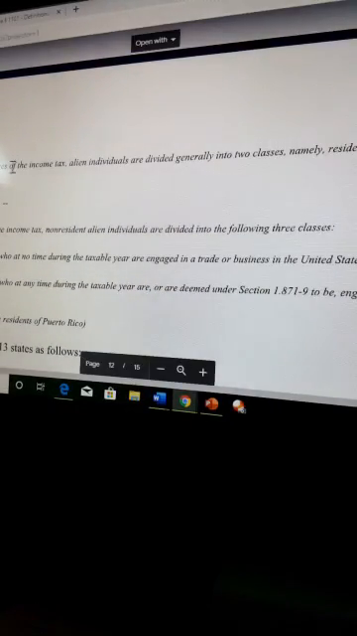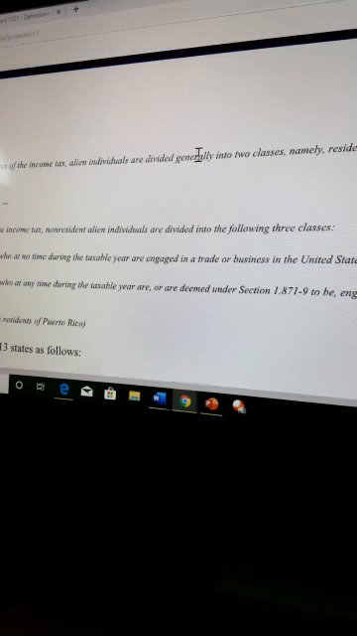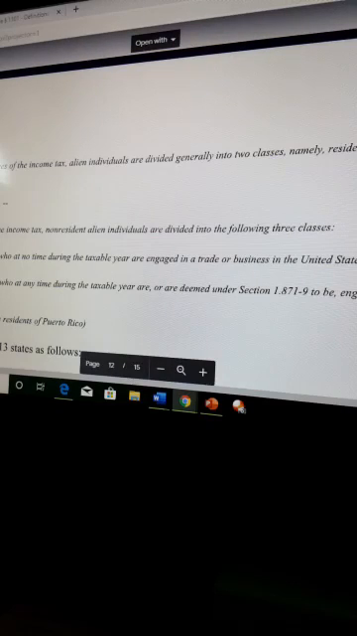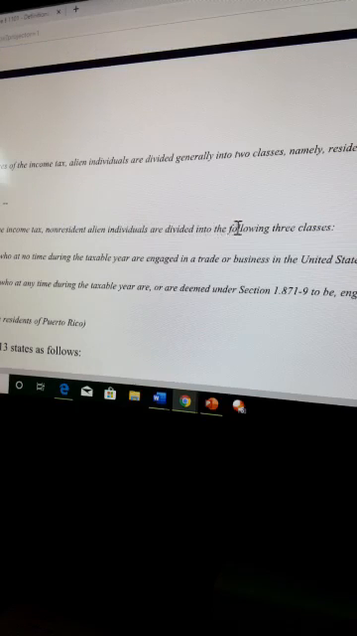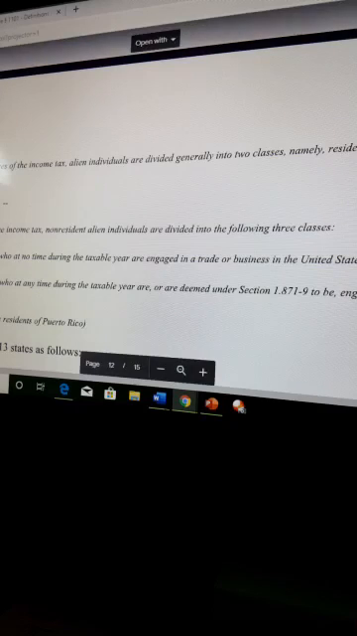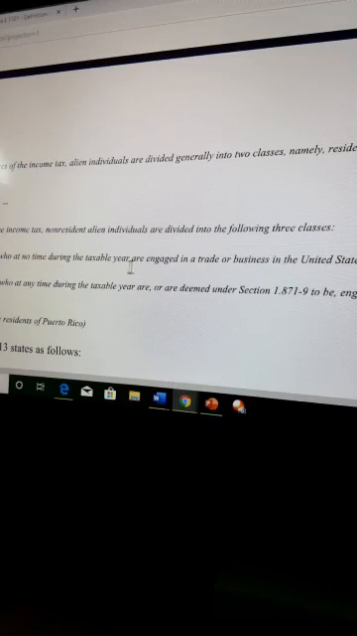A. Class of alien. For purposes of income tax, alien individuals are divided generally into two classes, namely resident aliens and non-resident aliens. B. Classes of non-resident aliens. 1. In general, for purposes of the income tax, non-resident alien individuals are divided into the following three classes. Non-resident alien individuals who at no time during the taxable year are engaged in a trade or business in the United States. Are you in Washington, D.C. and its territories when you're doing business? Do you know the difference? Do you know who you are and how you operate?